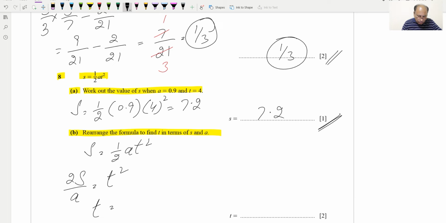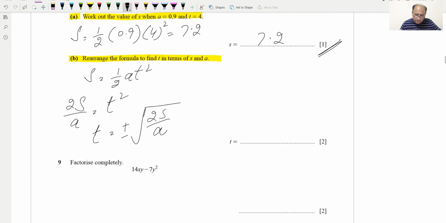So t will be equal to, taking the square root on both sides, plus or minus 2s over a, and this will be our final answer for this. This will be plus or minus the square root of 2s over a. This will be the answer for 2 marks.